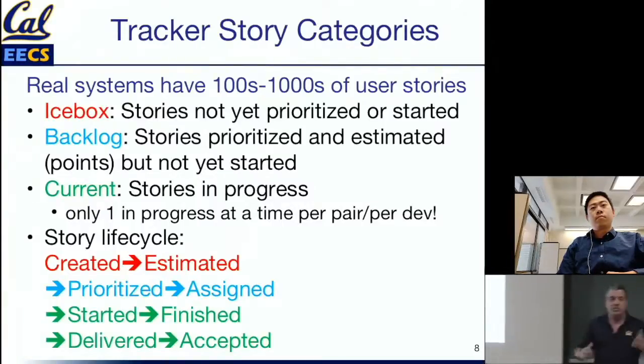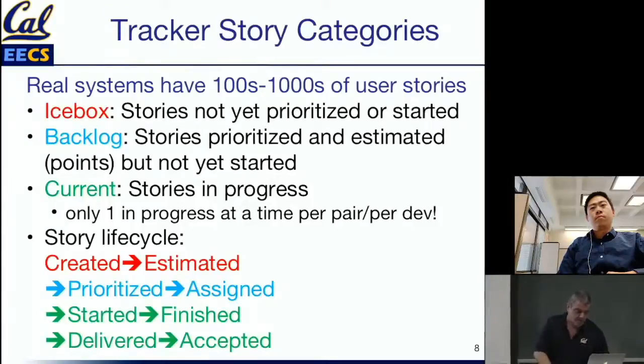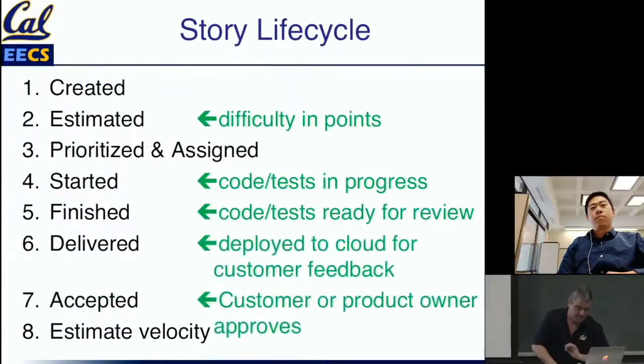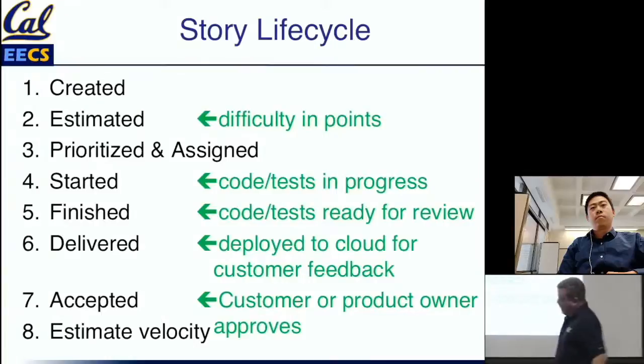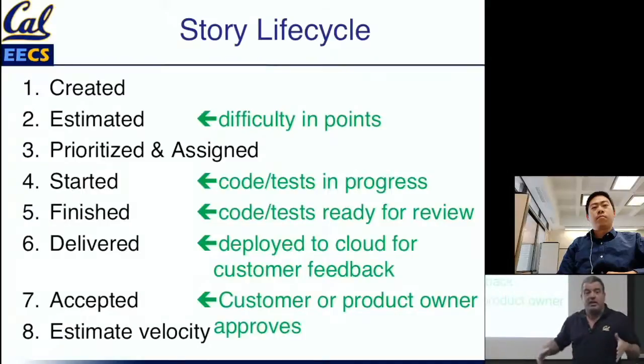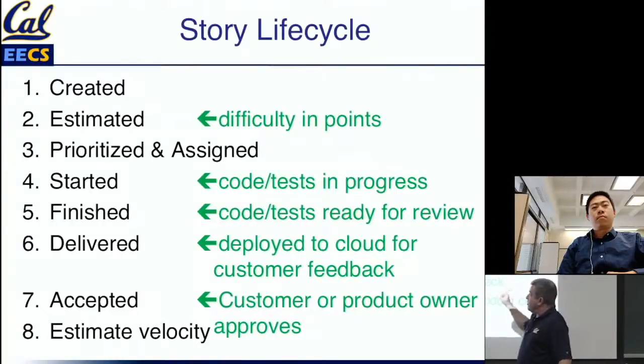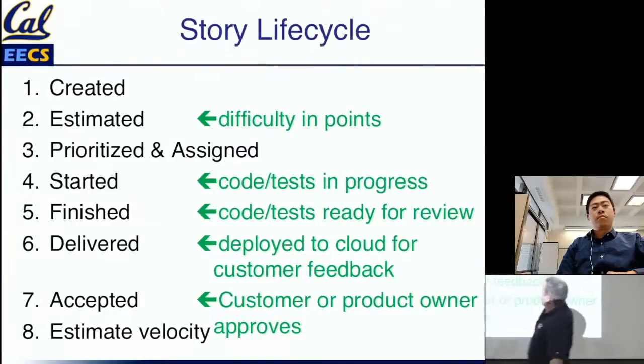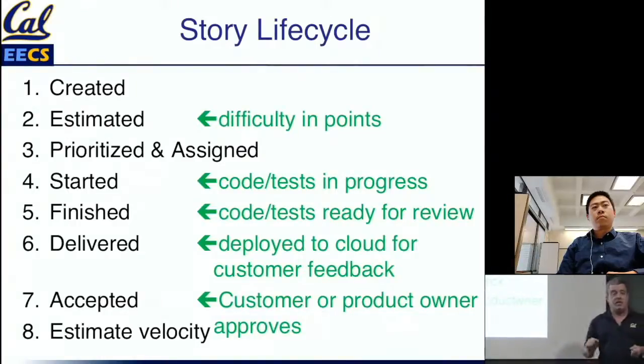So what does this mean in terms of the story lifecycle? What's happening at all these stages? The stories are created. That comes out of your meeting with the customer. The stories are estimated. This is where you have a team meeting, and coming out of that meeting, at least a subset of those stories have had their difficulty estimated through the planning poker process. Then they get prioritized, they get assigned to people. Once a story is started, that means people are working on code and tests for that story.